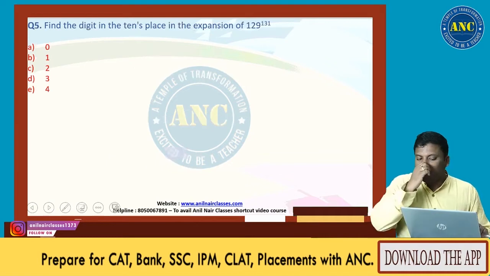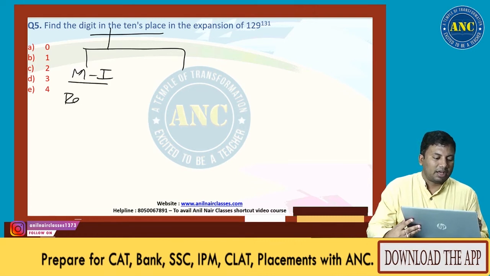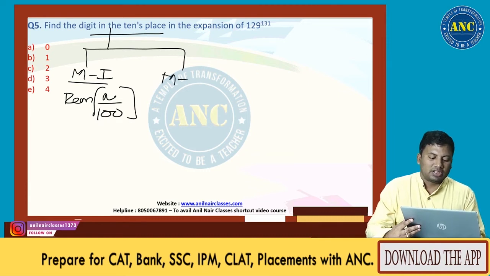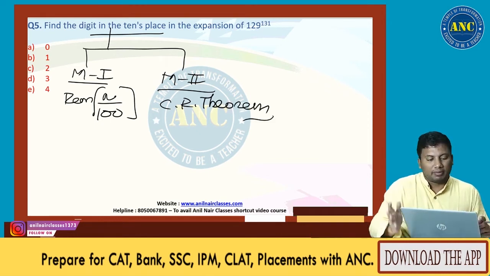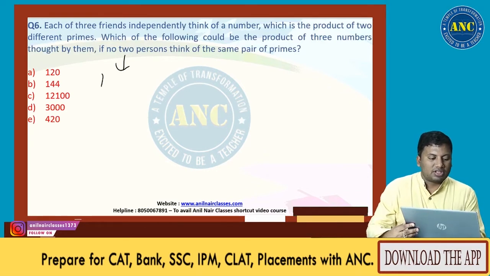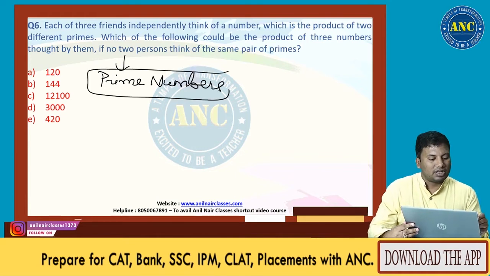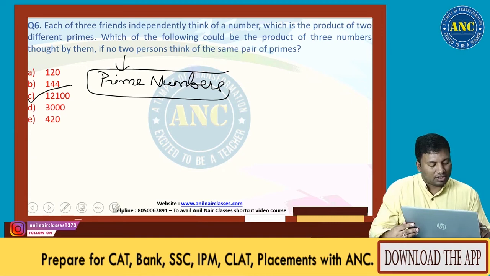Next one, find out the digits in the tens place. Yesterday we discussed using two models. Method 1, divide the number by 100. Another model, Chinese remainder theorem. Two models we discussed yesterday. In this question, dividing by 100 is the best method, right? Now, another question which we discussed related to prime numbers, a very good logical reasoning question based on prime numbers. We got the answer as 12100.